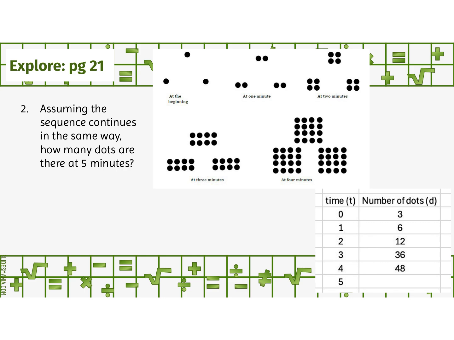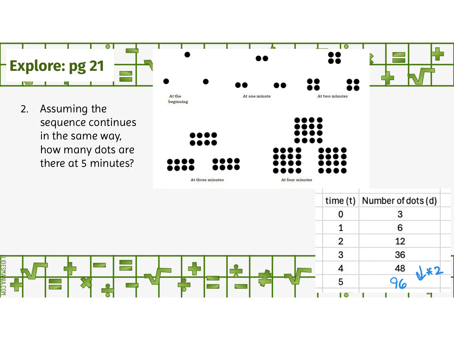All right, so let's look at number 2. It says, assume the sequence continues in the same way. How many dots are there at 5 minutes? So we kind of made our table. Here's my table, right? And what would it be at 5 minutes? So go ahead and answer that question and then come back to me. So remember the pattern is we're going to take the previous number and multiply it by 2. So if I go 48 times 2, we're going to have 96 dots.